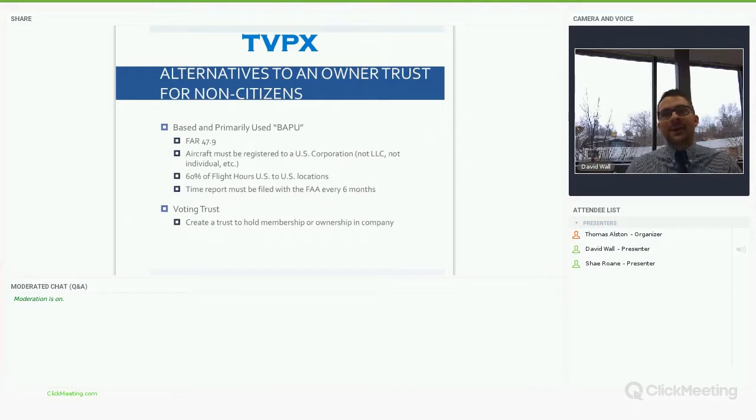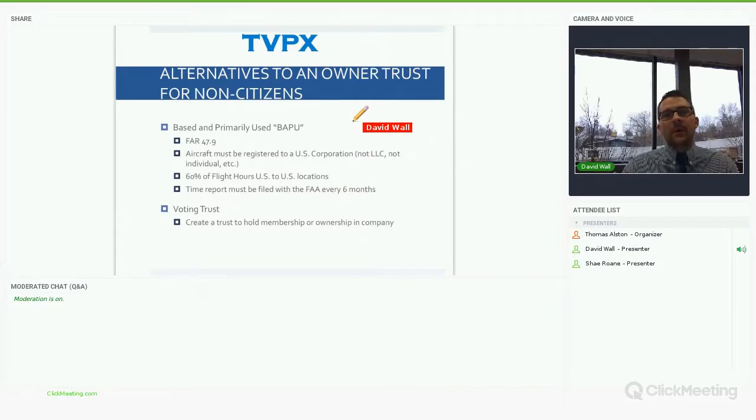So this next slide is alternatives to an owner trust for non-citizens. Many people are probably wondering, wait, this guy just gave me a whole spiel about how owner trusts are great and I can use them, and now he's going to tell me how there's alternatives. So I will tell you there's alternatives, but as you'll see when we go through them, they're limited.